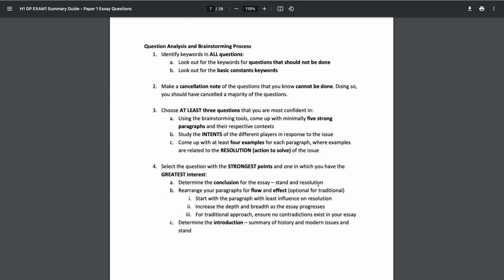Your brainstorming process is very simple. First things first, look out for the keyword. Based on what I said just now, the question that shouldn't be done, cancel it. Questions that have basic concepts, mark it out. Tell me, is it absolute, significance, temporal, whatever. Make a cancellation note of the questions you know cannot be done under the time condition. More likely than not, especially for school papers, you would have already cancelled most of the questions.